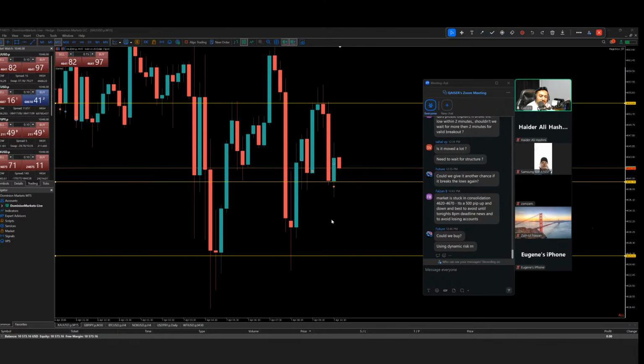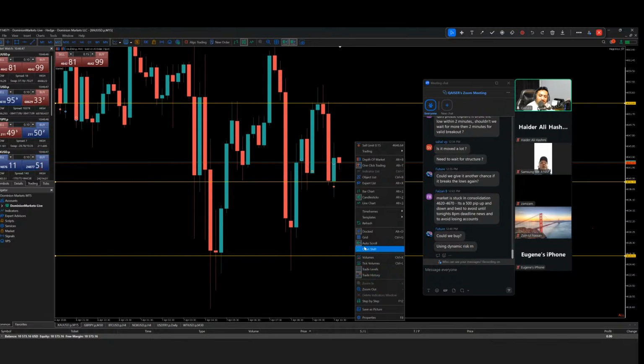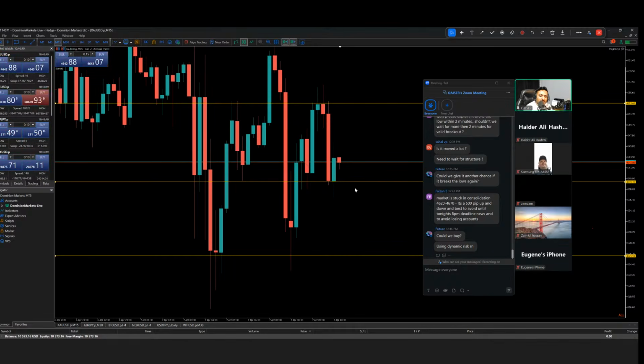No, no buys, no sells for me. I can see a clear volatility in the market. I can see the complete clear volatility in the market. Why take a forced trade? I am not using anything here. No dynamic risk, no entry, no execution.